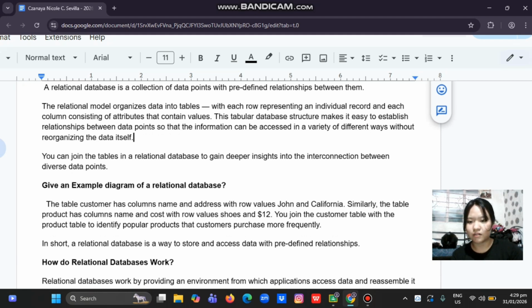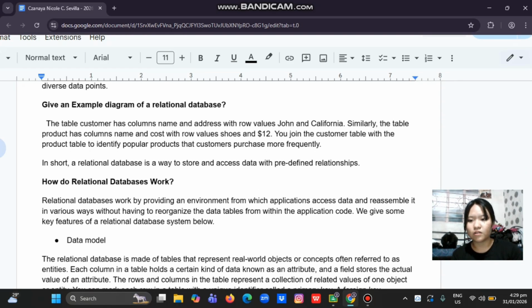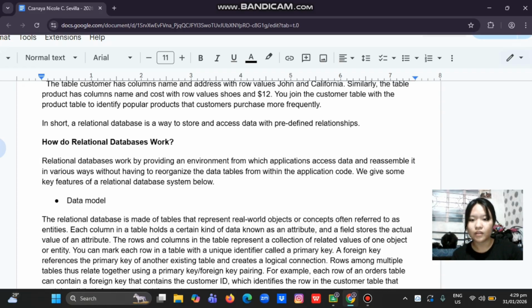You can join the tables in a relational database to gain deeper insights into the interconnection between diverse data points. Give an example diagram of a relational database. The table customer has column names and address with row values Tran and California. Similarly, the table product has column names and costs with row values shoes and $12. You join the customer table with the product table to identify popular products that customers purchase more frequently. In short, a relational database is a way to store and access data with predefined relationships.